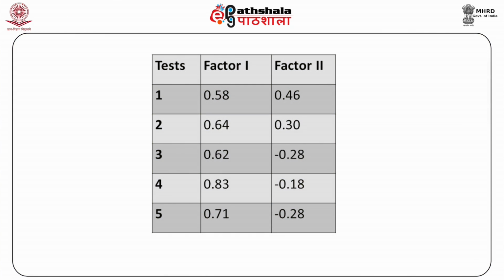A similar method could be continued with the residual matrix and not the reflected residual matrix for third, fourth, fifth and the nth factor extraction. Hence, the obtained factor matrix for test 1, 2, 3, 4 and 5, factor 1 the loadings are 0.58, 0.64, 0.62, 0.83 and 0.71, whereas factor 2 are 0.46, 0.30, minus 0.28, minus 0.18 and minus 0.28.